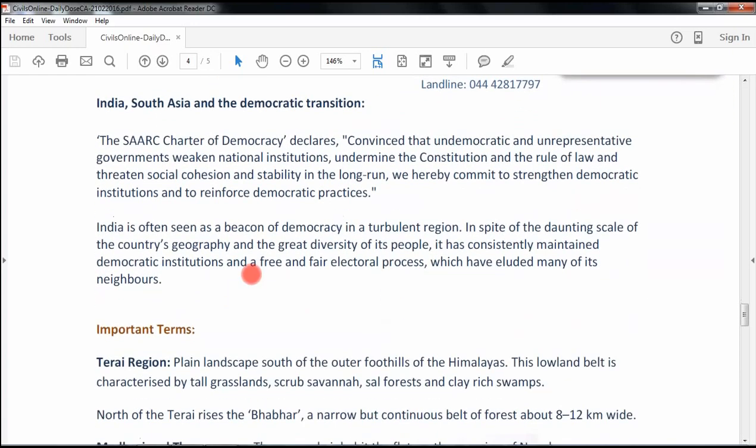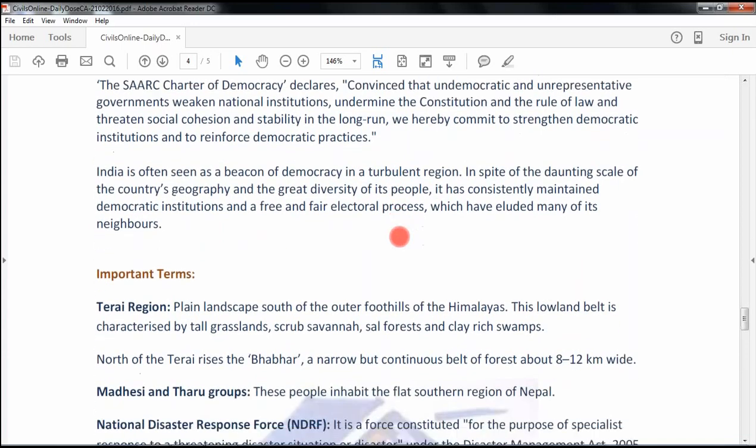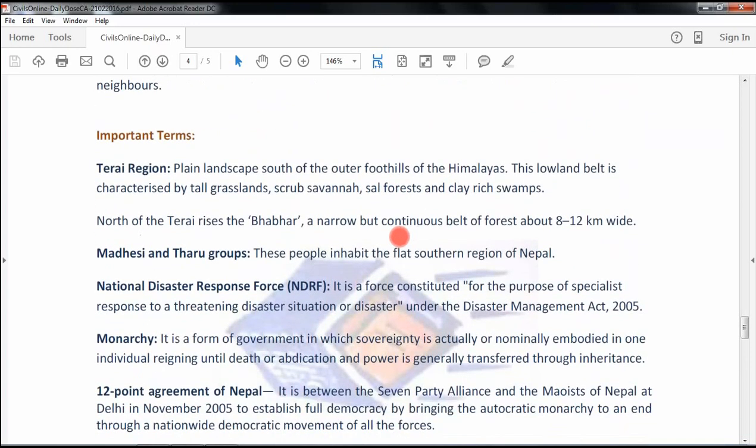So in this picture, India is often seen as a beacon of democracy in a turbulent region of South Asia. In spite of its daunting scale of geography, the great diversity of its people, and the persisting issues, India has consistently maintained democratic institutions and a free and fair election process, which have eluded many of its neighbors in South Asia. So let's hope India's experience will help these countries for their democratic transformation. Let's see what the important terms are here.